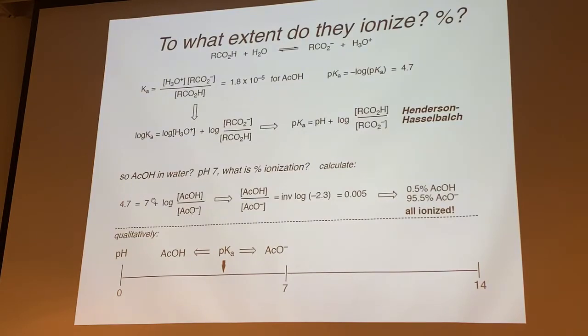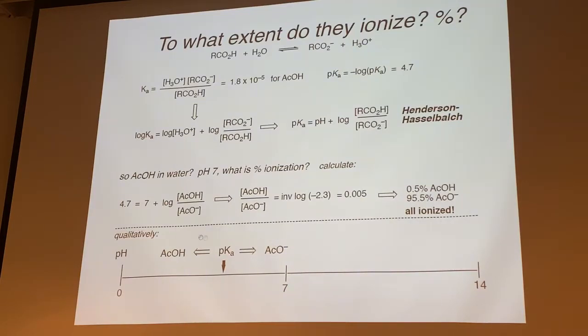So we bring the 7 over here, of course. That's negative now 2.3. And we take the inverse log of both sides, so this just becomes the ratio. Inverse log of negative 2.3 is 0.005. So what does that mean? It's only 0.5% neutral acetic acid, sorry, and it's 99.5% acetate. So it's all ionized, you could say, right?